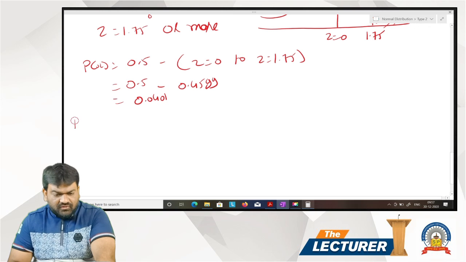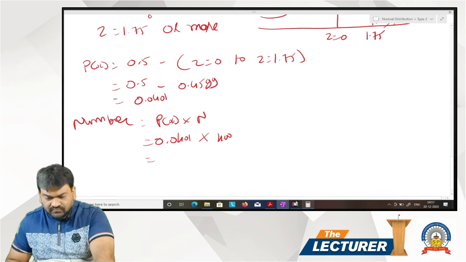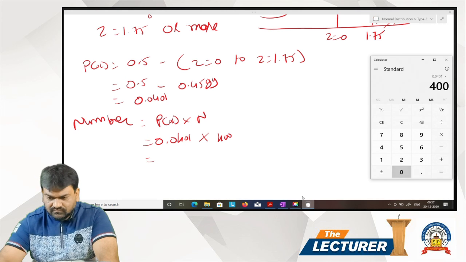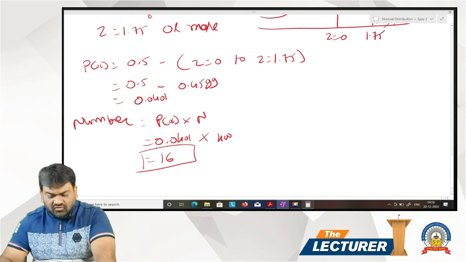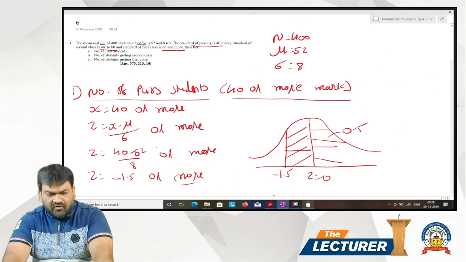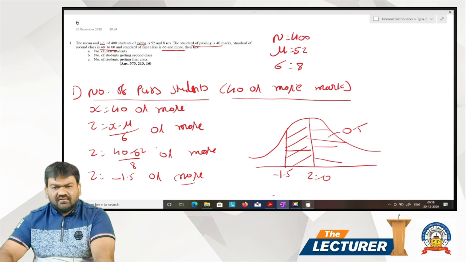We have to find out the number: probability multiplied by n. 0.0401 multiplied by 400 is 16.04, that is 16. There are a total of 16 students who secured first class. So here our example is completed. In the next session we will start our next example. Thank you.